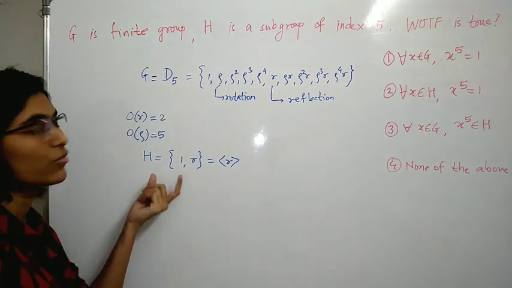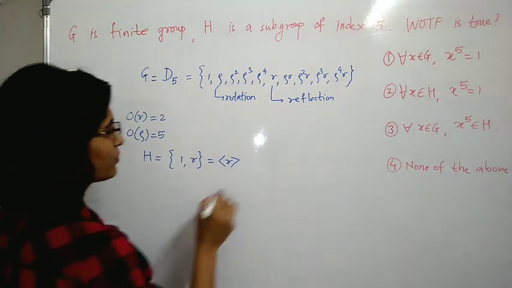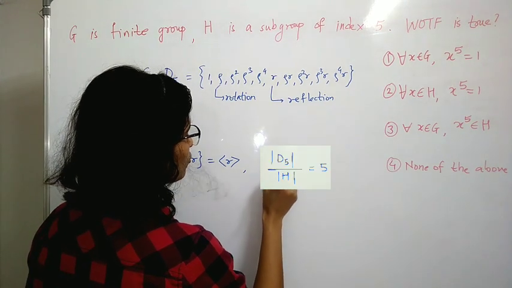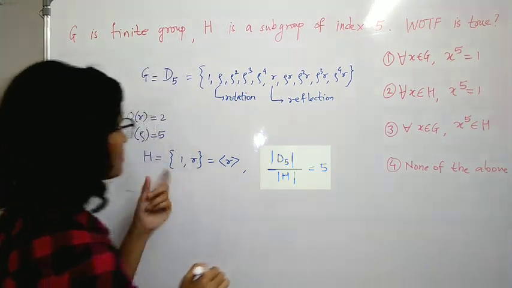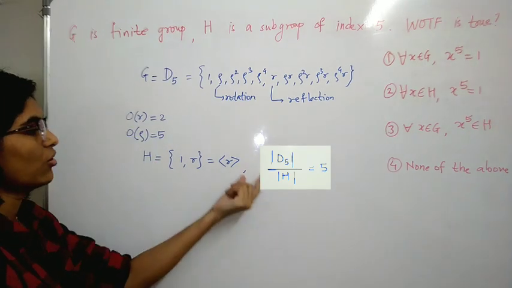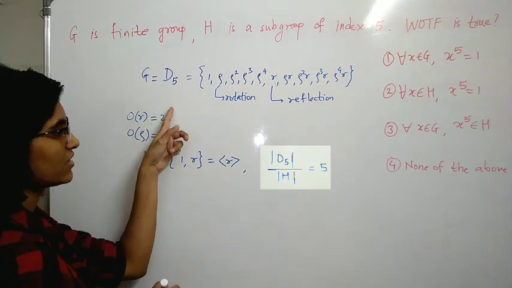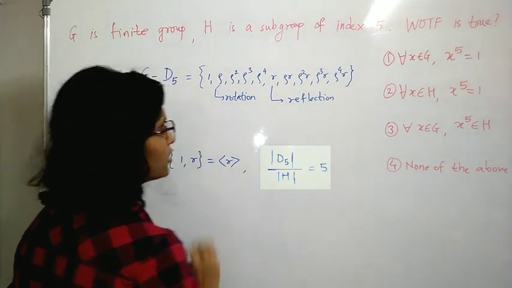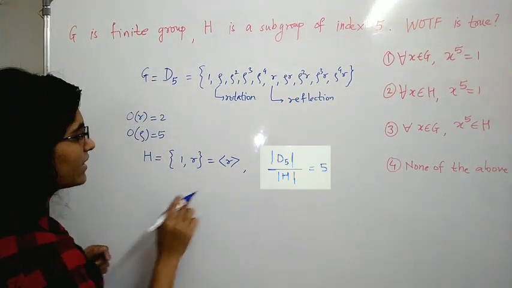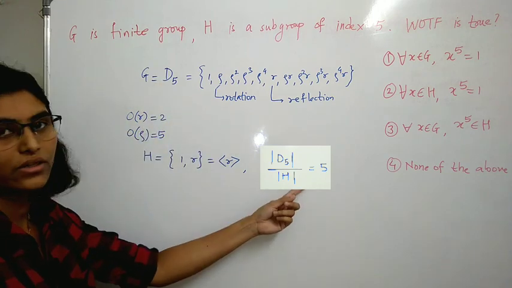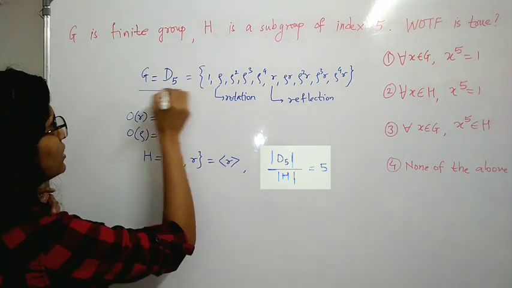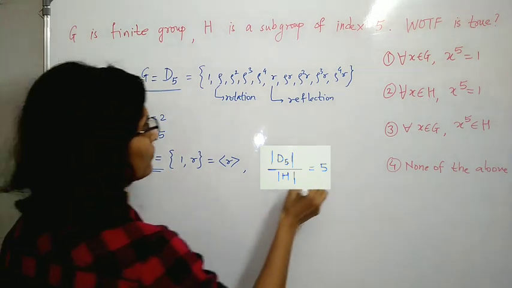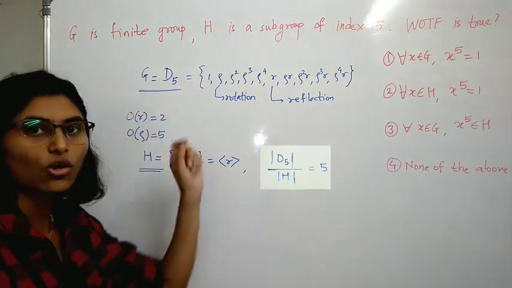Now look at the index of this subgroup in G. The index of this subgroup is just the order of G divided by the order of H. So the order of G is 10 divided by the order of H, which is 2, giving 5. So the index of H in G is 5. So we have a group D5 and H, a subgroup of G of index 5. Now let us look at the options.